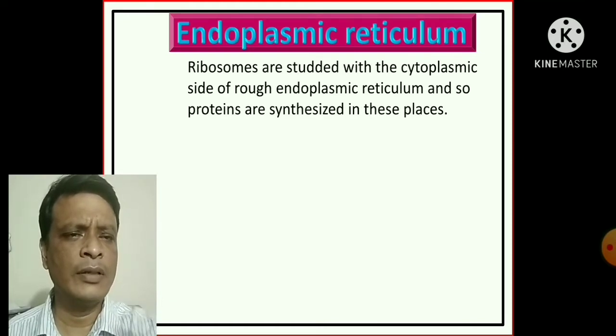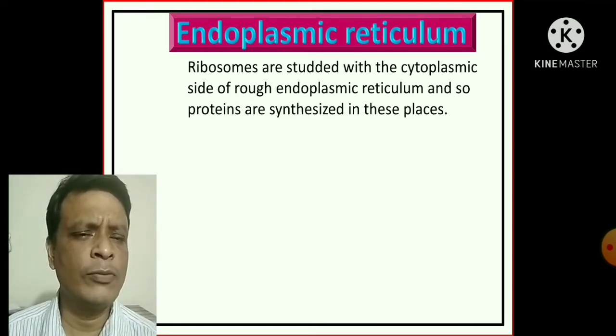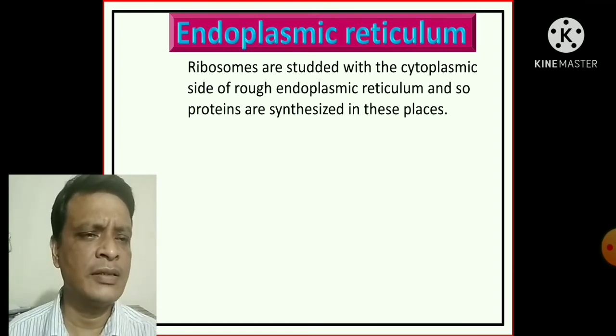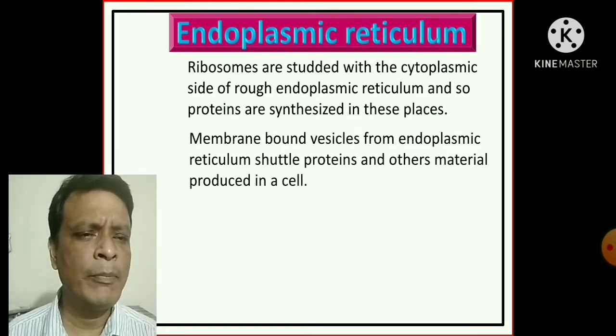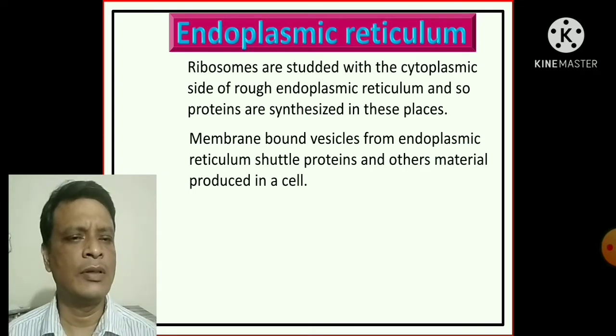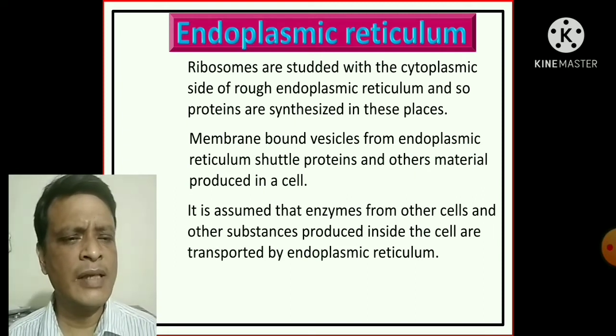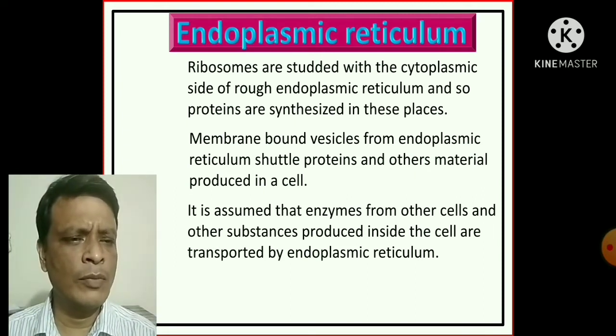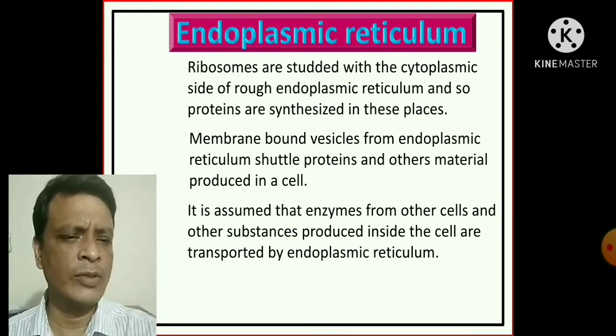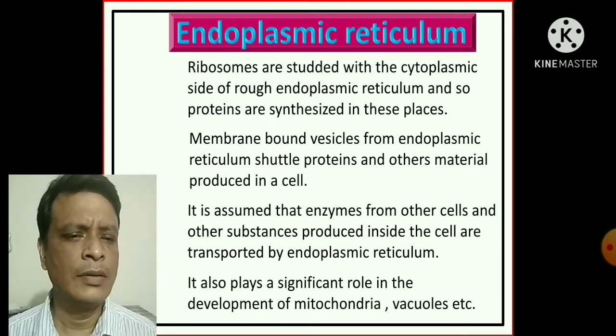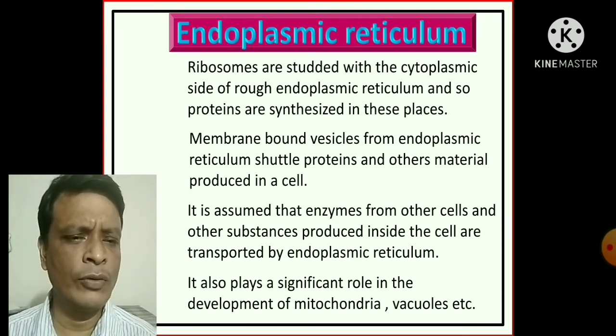Another very important membrane-bound cell organelle is the endoplasmic reticulum. Ribosomes are studded on the rough endoplasmic reticulum, and so proteins are synthesized in this place. Membrane-bound vesicles from the endoplasmic reticulum shuttle proteins and other materials produced in a cell. It is assumed that enzymes from other cells and other substances produced inside the cells are transported by the endoplasmic reticulum. It also plays a significant role in the development of the mitochondria and the vacuoles, etc.